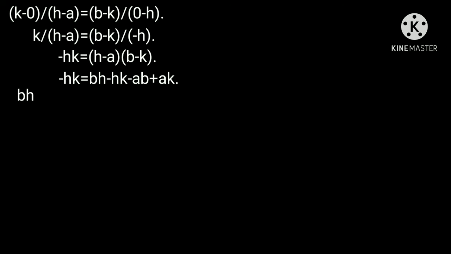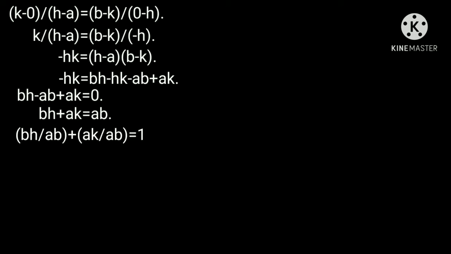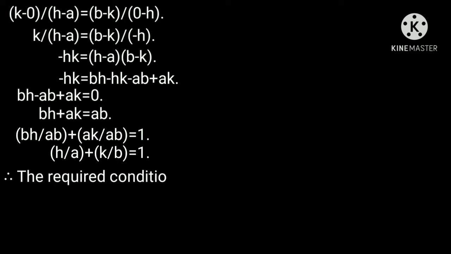After simplification, bh minus ab plus ak equal to 0. From this, we send ab to the left side of the equation. Then bh plus ak equal to ab. After simplification, bh by ab plus ak by ab equal to 1. From this, h by a plus k by b equal to 1. This is our required equation. Therefore, the required condition is that h by a plus k by b equal to 1. This is our required problem solution.